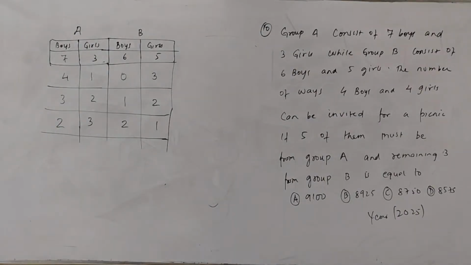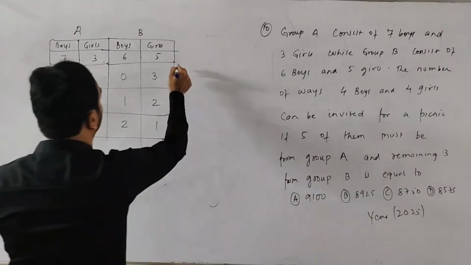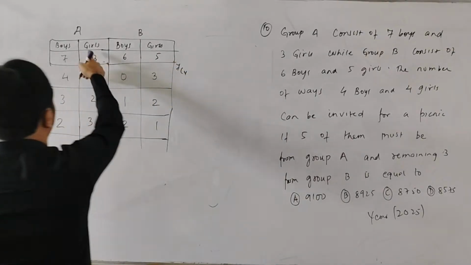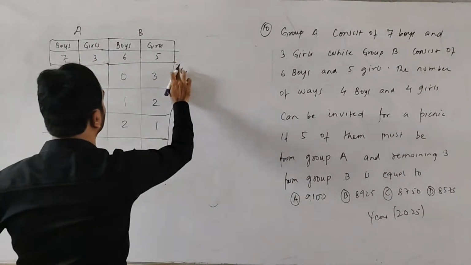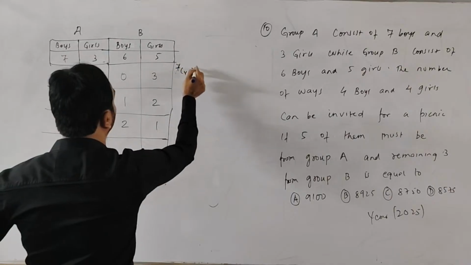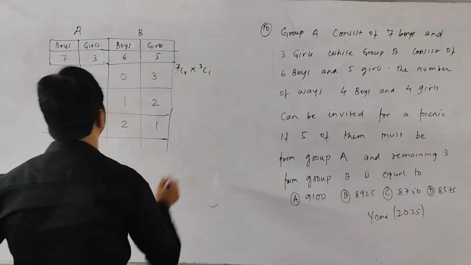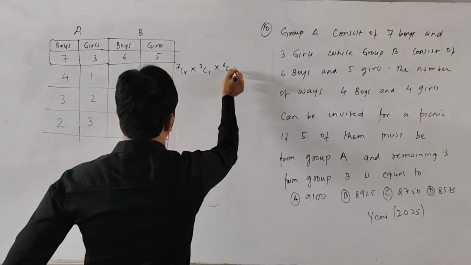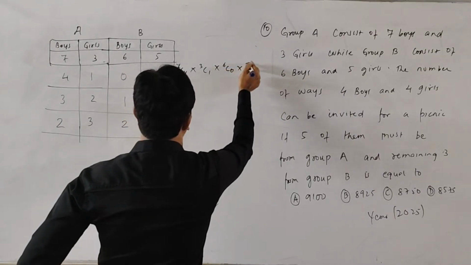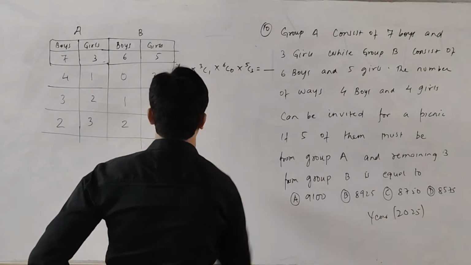So now you know how to choose. Out of 7 boys, we have to choose 4 boys. So that is nothing but 7C4. Done. So that can be written as what? 7C4. Out of 3 girls, we are choosing 1. So that is 3C1. Multiplied by 6C0, multiplied by 5C3. Right. We will calculate this part.